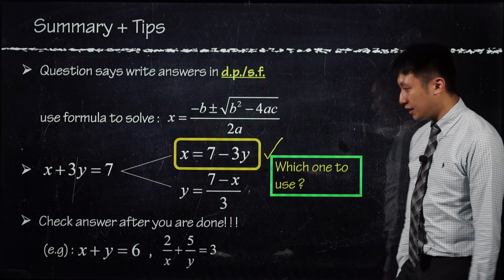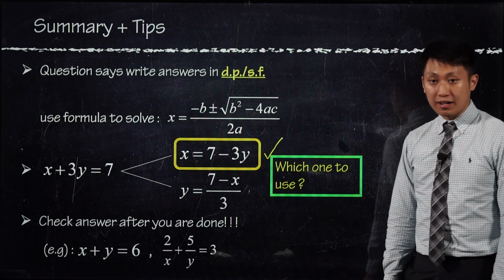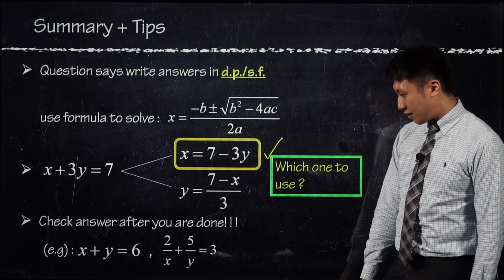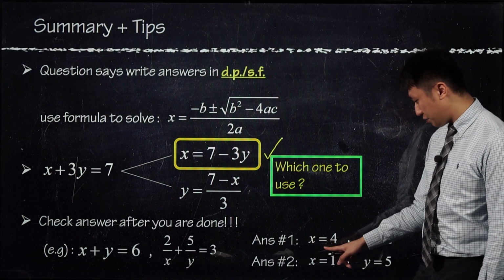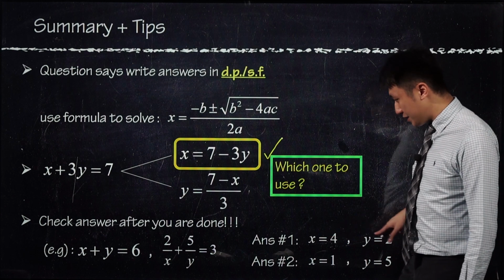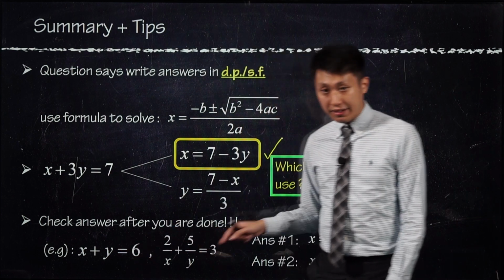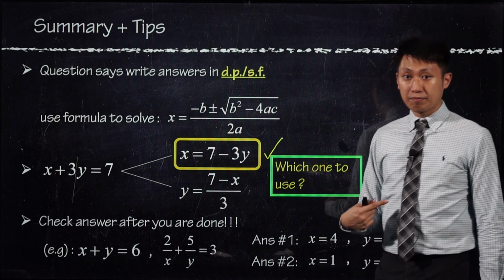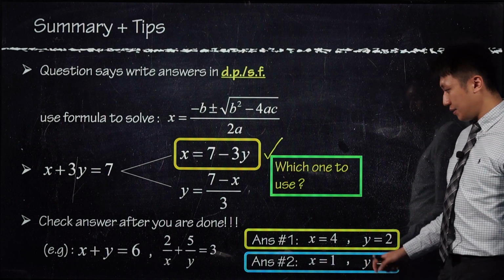Okay, next, check your answer after you have done. How do you check the answer? If you get x equal to 4, y equal to 2, then you gotta sub this x and y back into here and here. See whether the left hand side is equal to the right hand side. Then you are done. Okay, this is the answer.